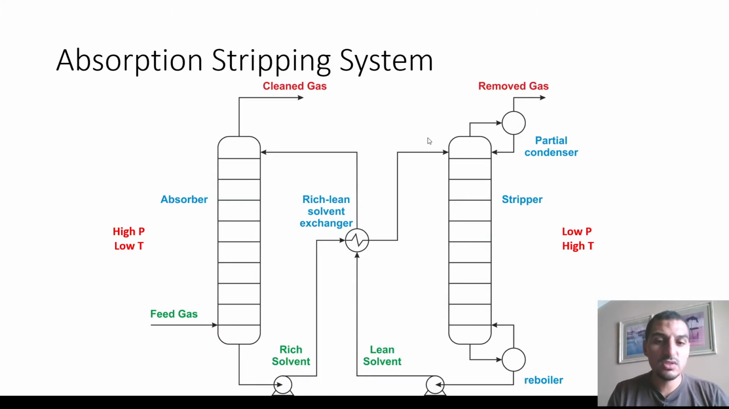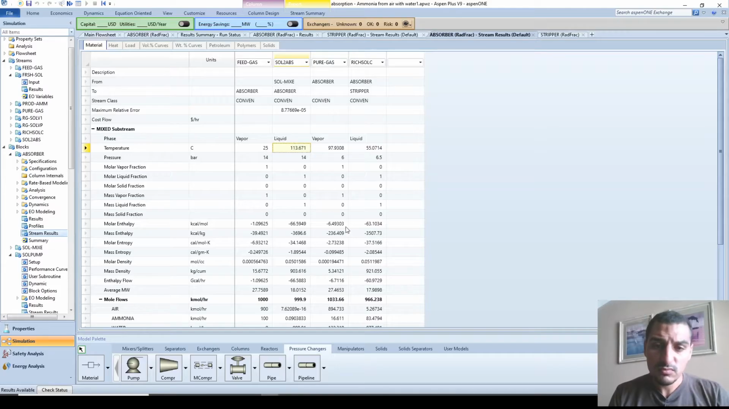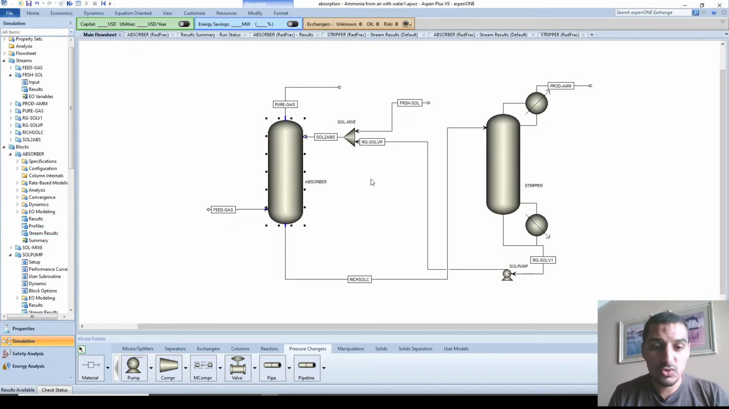And that's why when we drew the absorption stripping column, we had this rich lean solvent exchanger, and we mentioned that this is important because the rich solvent is a low temperature stream and the lean solvent is a high temperature stream, and this is going to a low temperature column and this is going to a high temperature column. So we exchange the temperatures between the two streams so that each stream goes into the column with proper conditions. So what we need to do here is to put a heat exchanger here so that we can exchange the heat between this stream and this stream.